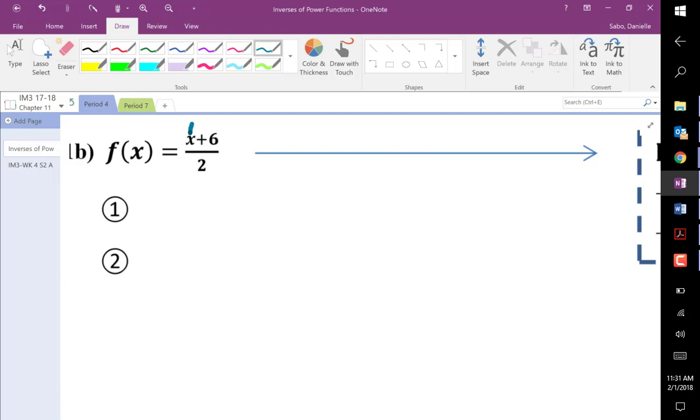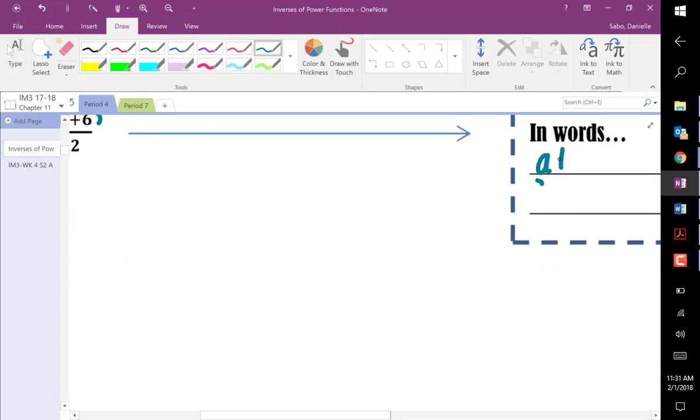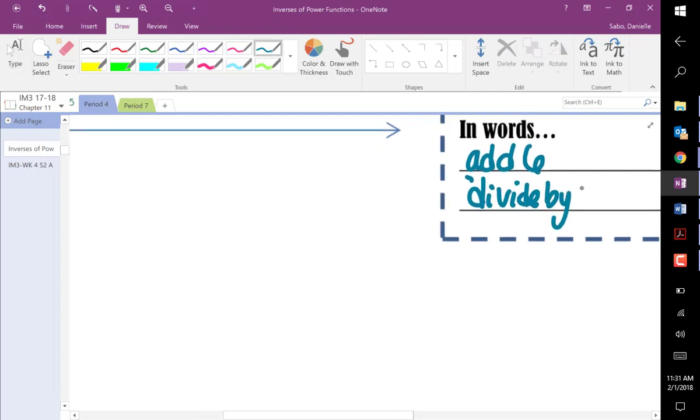Because look, aren't they both being divided by 2? So in this situation, that's like a whole group here. So I would add the 6 first, and then I would divide by 2. Okay, that's in words what's going on with x. I'm adding the 6 first. Like if I put in 1, I do 1 plus 6 is 7, and then I would divide by 2.